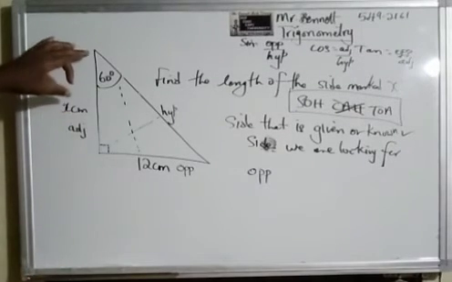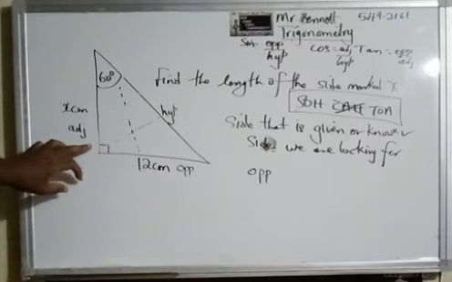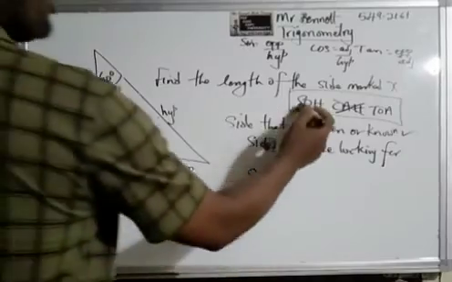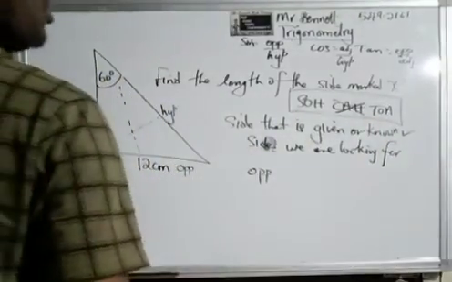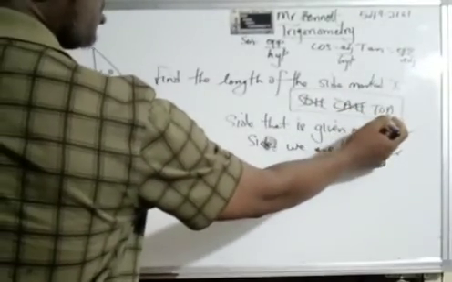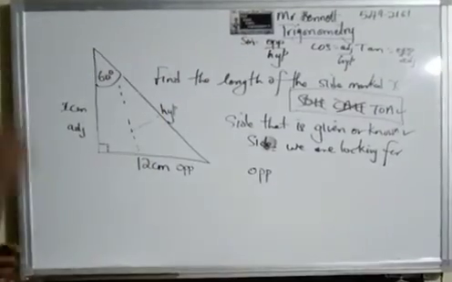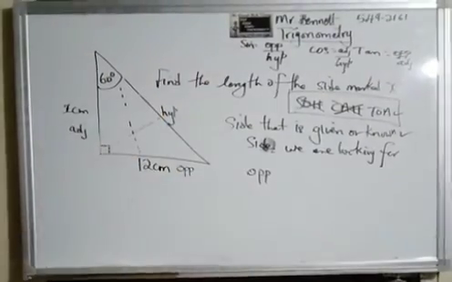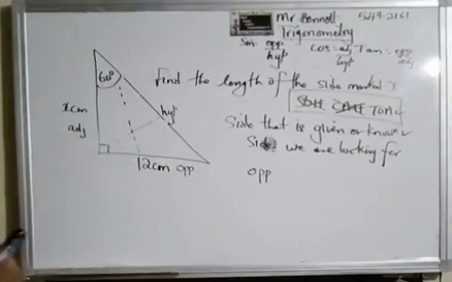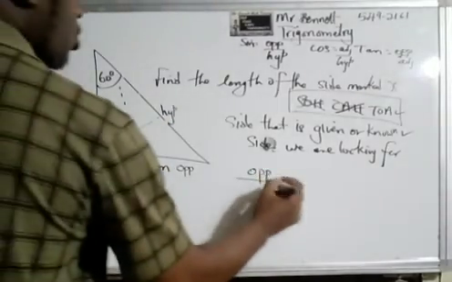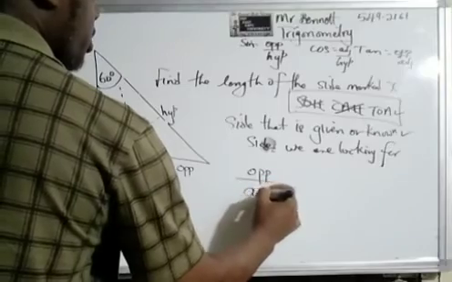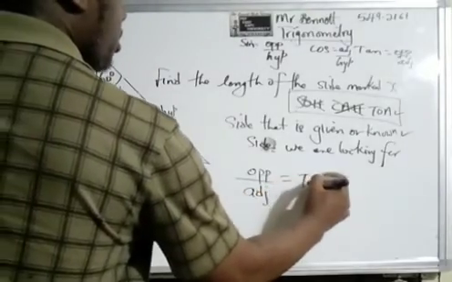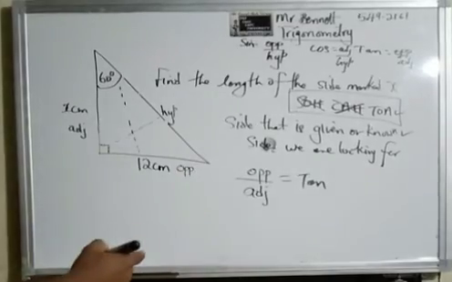Alright, let us look at the side that we're looking for. The side that we're looking for is the adjacent. Now we're going to go up here and see which one of these have adjacent. Sin is opposite and hypotenuse, so we know it's not that. So tan is opposite and adjacent. So once you have those two things, the side that you're looking for and the side that you're given, then you know which one to use. So it's opposite over adjacent, therefore it is tan.